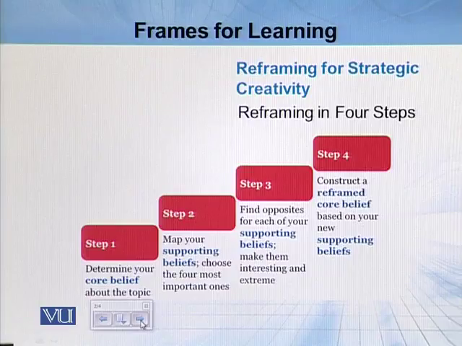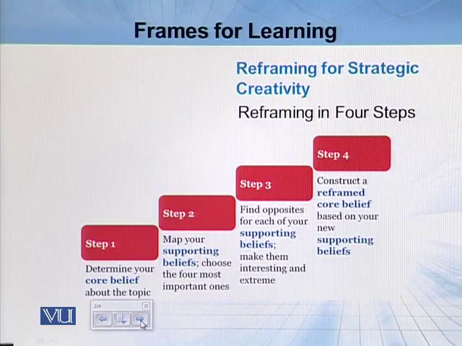To determine your core beliefs takes a certain degree of honesty and enlightenment in order to look at your beliefs correctly, accurately, and to be able to understand where those core beliefs come from. So the first step is to determine what your core beliefs are about teaching, about learning, about education, about your role, your professional role within this environment.